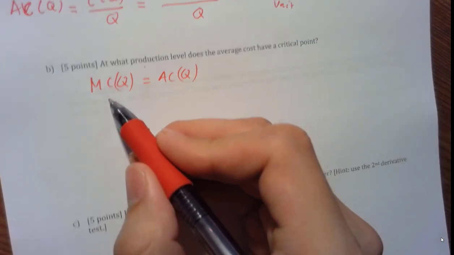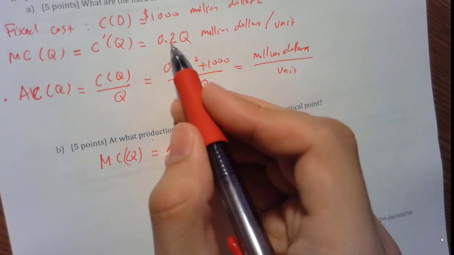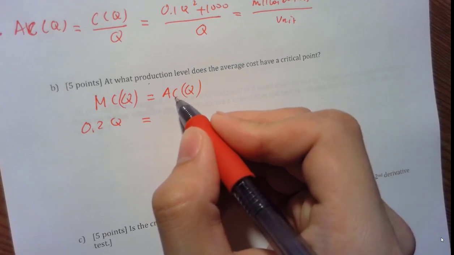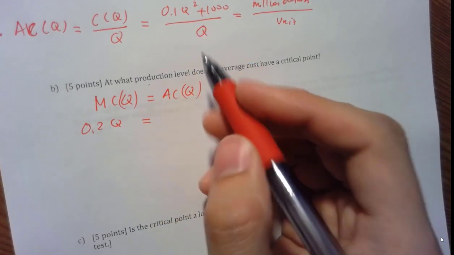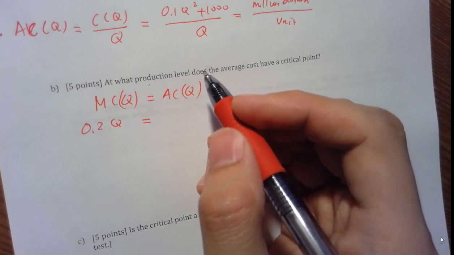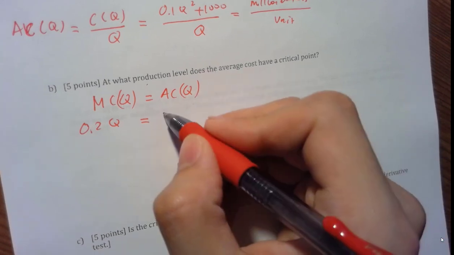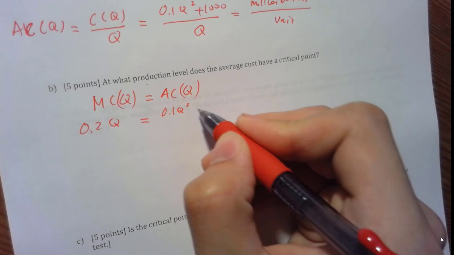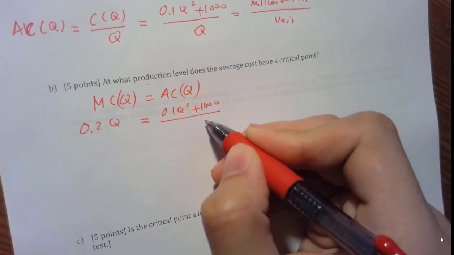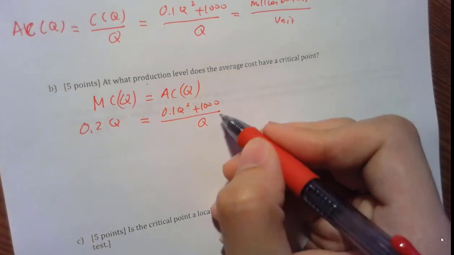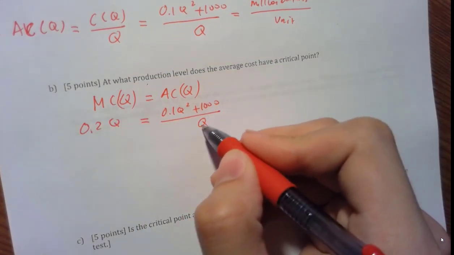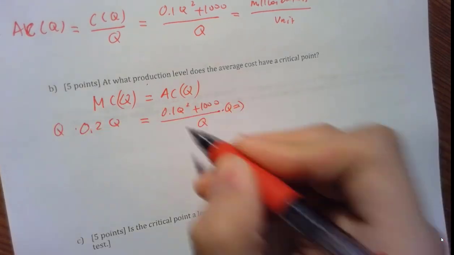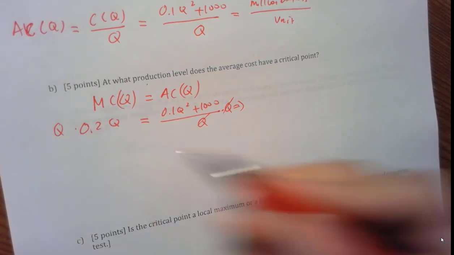MC is the marginal cost, and we got that from here, 0.2 Q. AC is the average cost, we got it here: 0.1 Q squared plus 1000 over Q. I multiply Q on both sides because I want to get rid of the fraction. So multiplying Q and Q, I can cancel the Q, and Q times Q becomes Q squared.